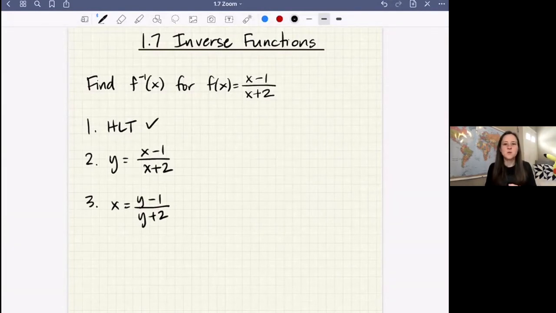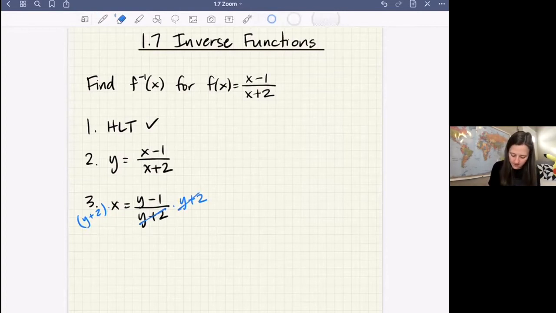What we're going to want to do is to multiply both sides by that denominator y plus 2. So I'm going to multiply on both sides by y plus 2. And that's going to cancel out the fraction on the right. So let's see what we have left once I do that. So I'm going to have x times y plus 2 equals y minus 1.